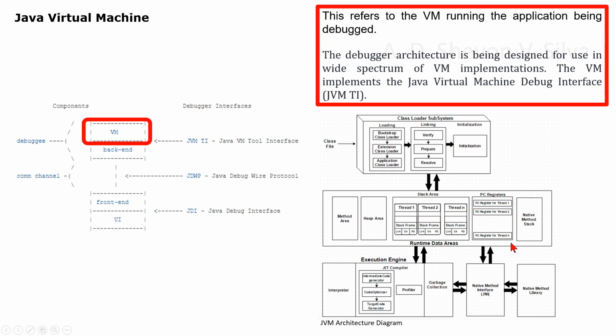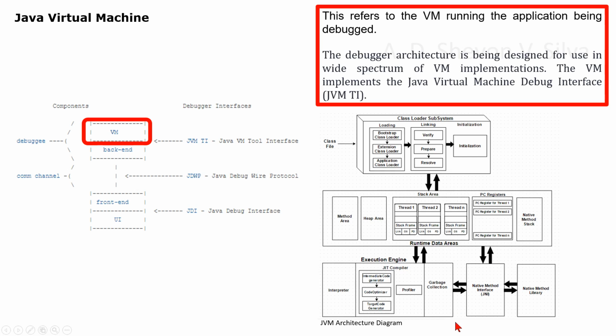The PC register holds the address of the current execution instruction. Once the instruction is executed, the PC register will be updated with the next instruction. Native method stacks: the native method stack holds native method information. For every thread, a separate native method stack will be created.